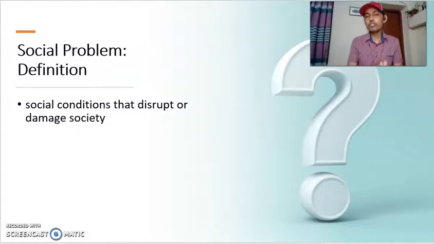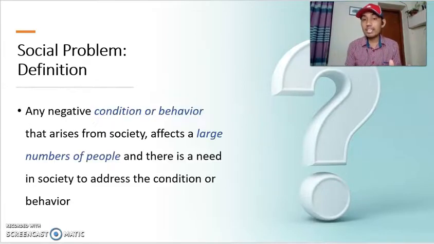Generally, we know a social problem is a problem in society. As I wrote here, a social problem is a condition that disrupts or damages a society. What do you understand? Nothing. I also understand nothing, because it does not mention the social problem clearly. So when we talk about a social problem, we should give a clear definition of it. Look at this definition. What does it say?